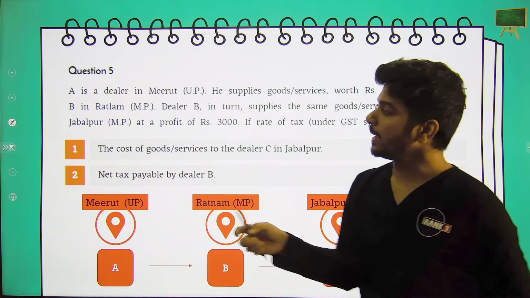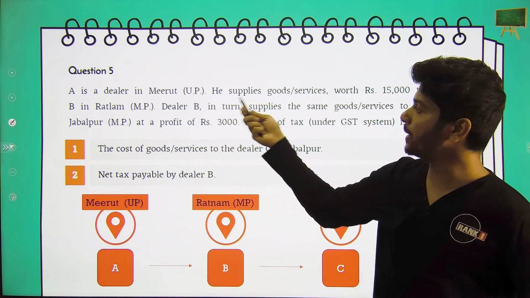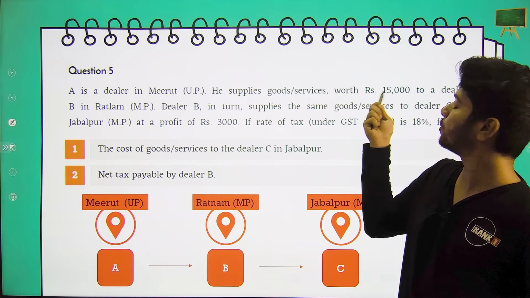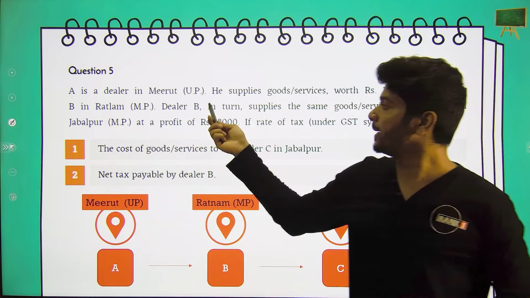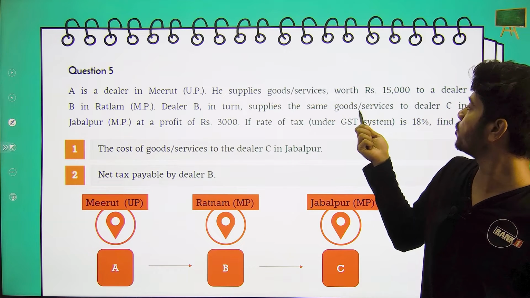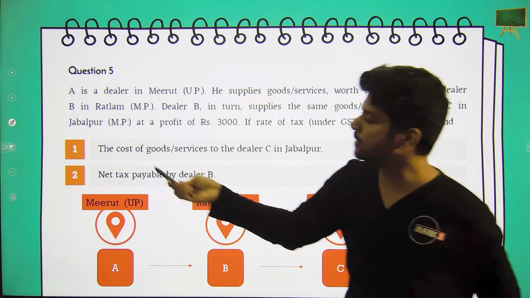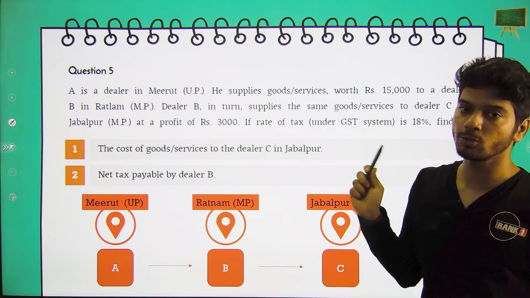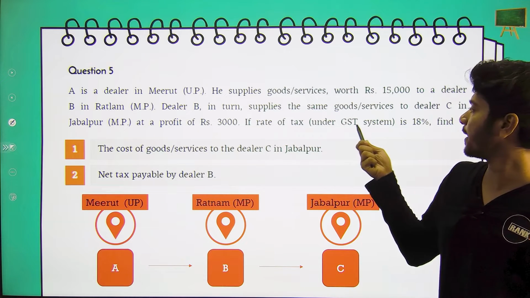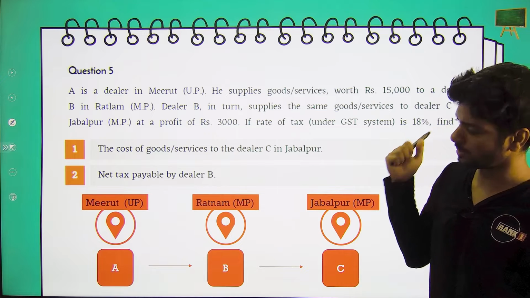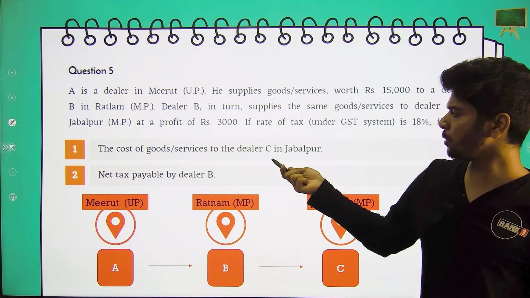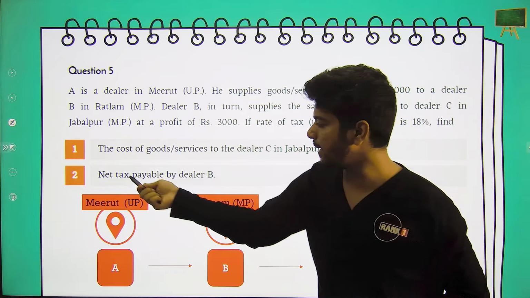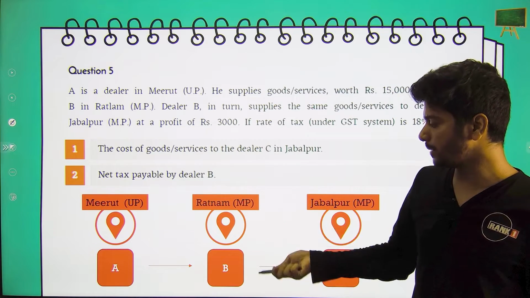What it says: A is a dealer in Meerut, UP. He supplies goods and services worth rupees 15,000 to a dealer B in Ratnam. Dealer B in turn supplies the same goods and services to dealer C in Jabalpur at a profit of 3,000 rupees. If the rate of tax under the GST system is 18%, find the cost of goods or services to dealer C in Jabalpur and the net tax payable by dealer B.